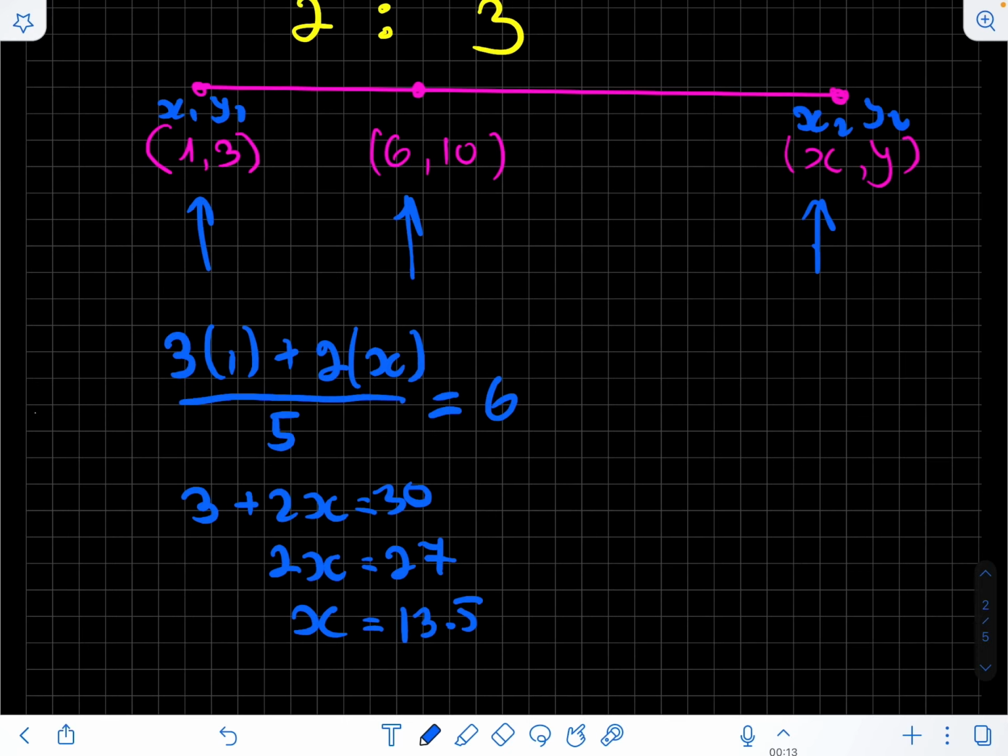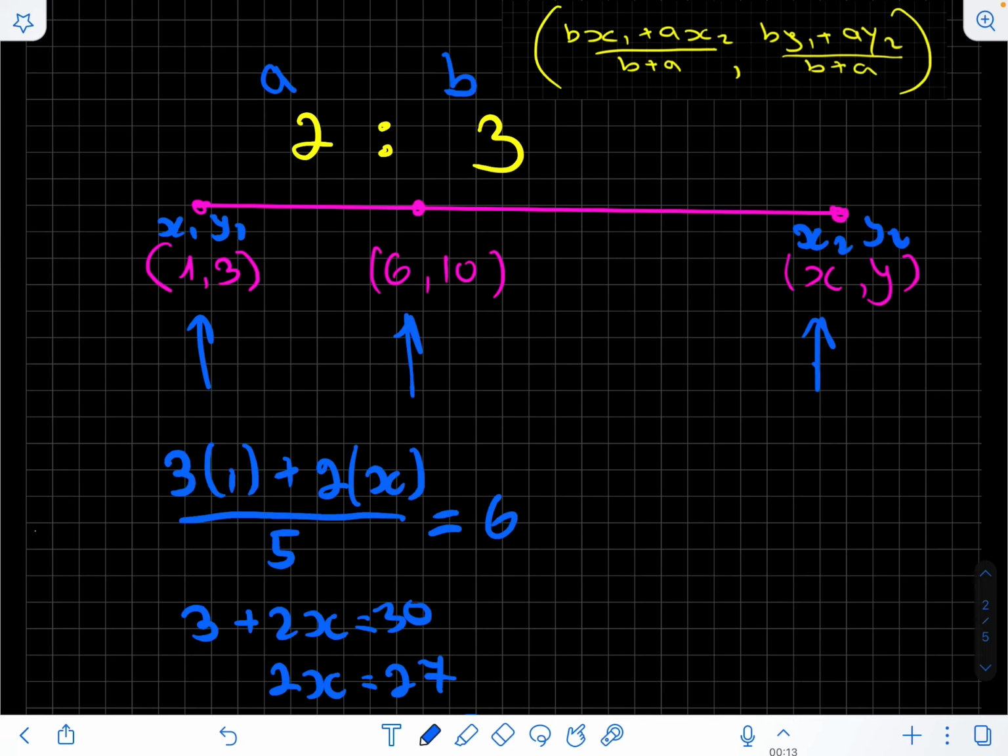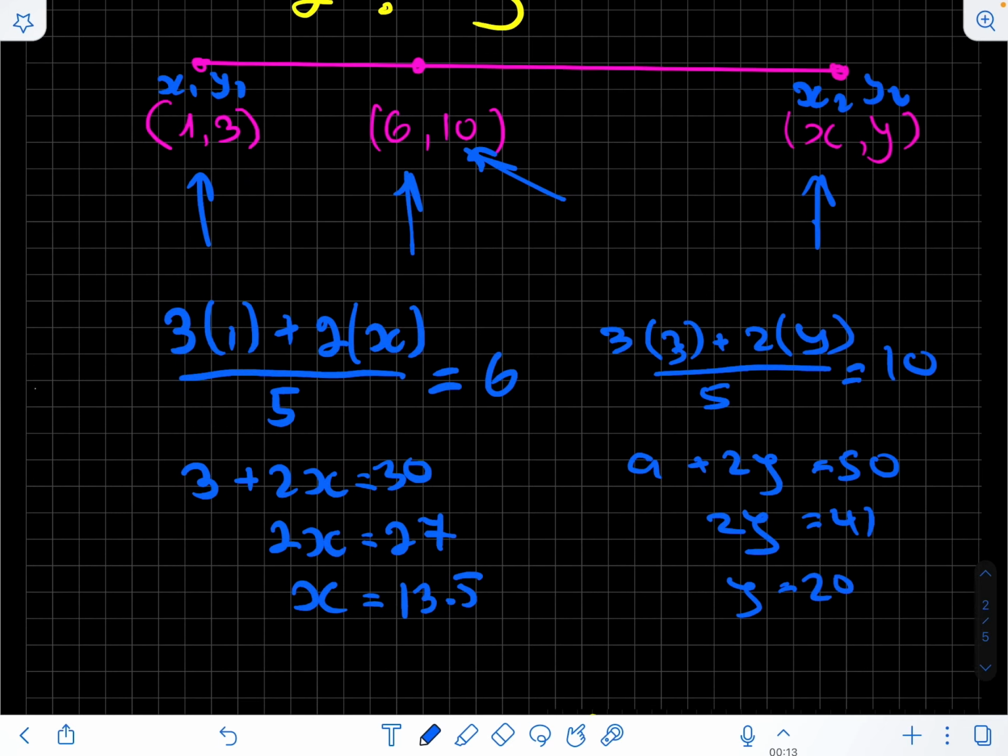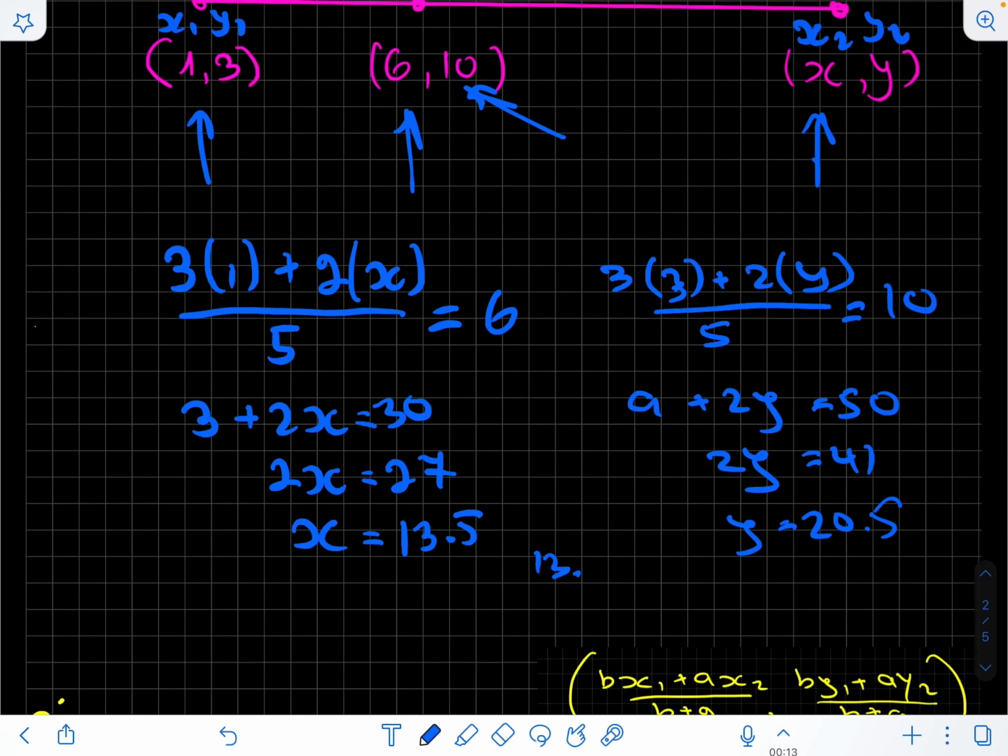We do the same thing for the y. Back to our formula, it says B multiplied by y1, so that means 3 multiplied by 3, plus A multiplied by y2, so that's 2 multiplied by y, which we don't know, over A plus B, which is 5, and that equals 10, because we know what it's equal to. Multiply both sides by 5, so we get 3 times 3 is 9, plus 2y equals 50. Take 9 from both sides, so 2y equals 41. Divide by 2 both sides, so y equals 20.5. So we have our point, it's (13.5, 20.5).